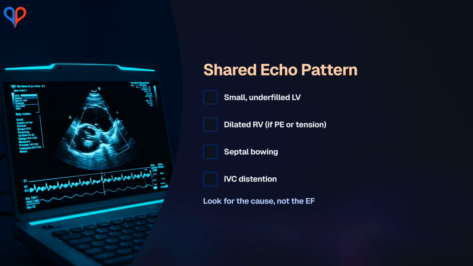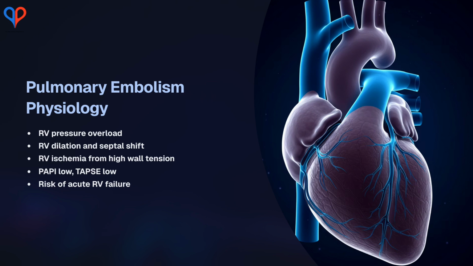On echocardiography, obstructive shock often shows a small, underfilled left ventricle and a variable degree of right ventricle dilation. Septal bowing and a non-collapsible inferior vena cava suggest inflow restriction or right ventricular pressure overload. In pulmonary embolism, the RV faces sudden pressure overload. The RV dilates, the septum shifts, and the ventricle becomes ischemic from increased wall tension. This leads to acute RV failure and reduced forward flow.